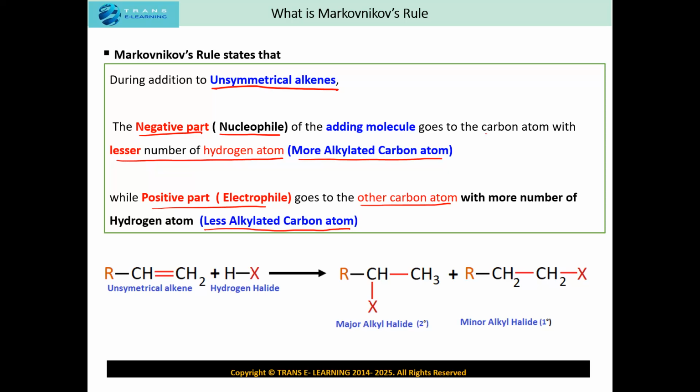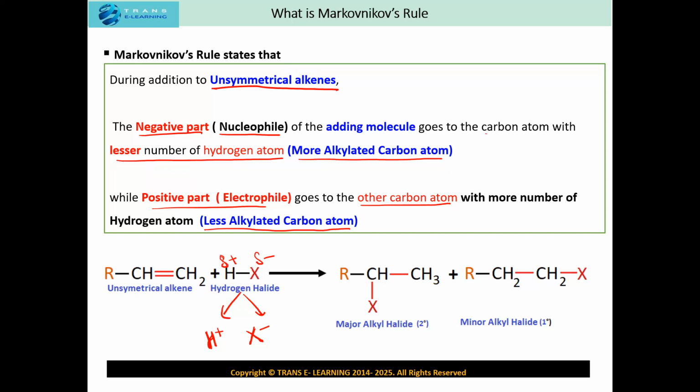So what I'm trying to say here, that this hydrogen has partial positive charge and this will have partial negative charge. When the heterolytic cleavage takes place, this will become positively charged and this will become negatively charged. So H+ ion will act like an electrophile, and the X-, which is a halogen, it can be chlorine or bromine, is going to act like a nucleophile. So first of all, the positive part, that is the electrophile, goes to the other carbon atom with more number of hydrogen atoms or less alkylated carbon atom.